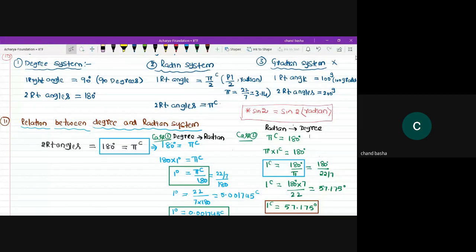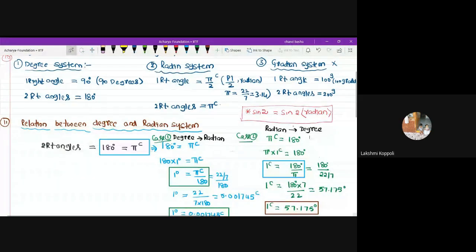Right angle means, is it 90 or not? That is 1 quadrant in the coordinate system. Yes. Pi by 2, 180 by 2, that I have already given to you. 1 right angle is equal to pi by 2 in the radian system.